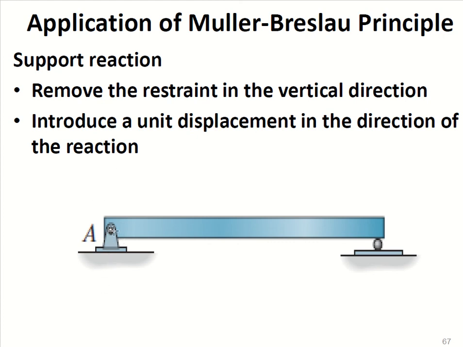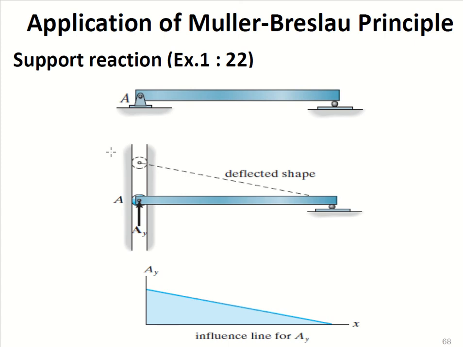So it says to remove the restraint in the vertical direction and only restrain it in the horizontal direction, so that the beam can freely move in the vertical direction, and induce a unit displacement in the direction of the reaction. The reaction is in the upward direction, so we induce a displacement and the beam moves upward. This point will be moving upward. Okay, see, so this was the beam.